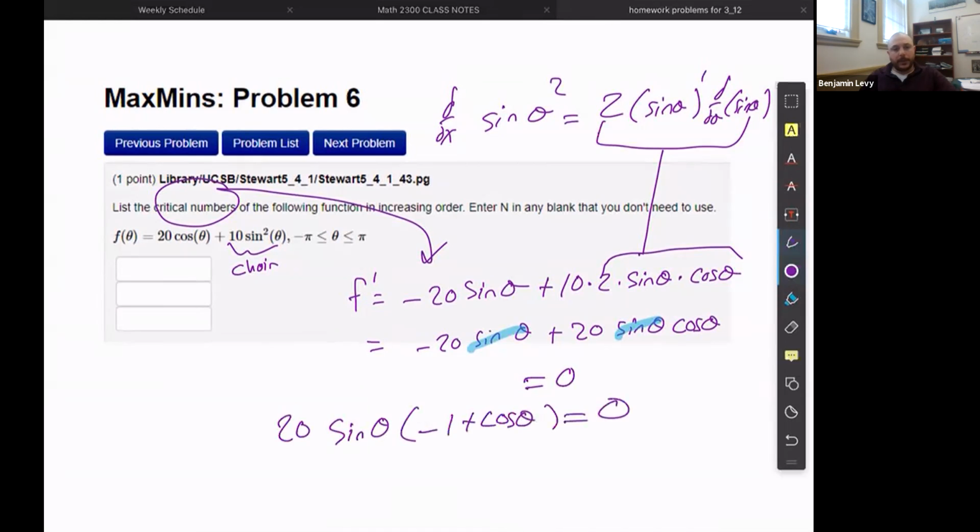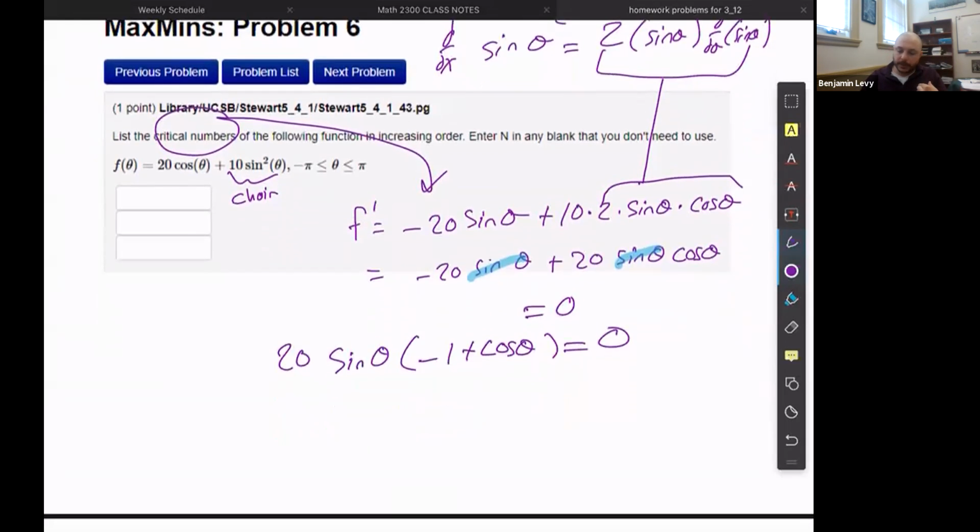And we just do the same thing, right? We now have it factored. You set each factor equal to 0 separately. So this one gets set equal to 0. This one gets set equal to 0, and it's going to turn into cosine equals 1, right?